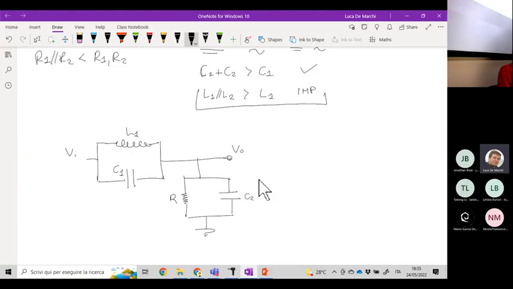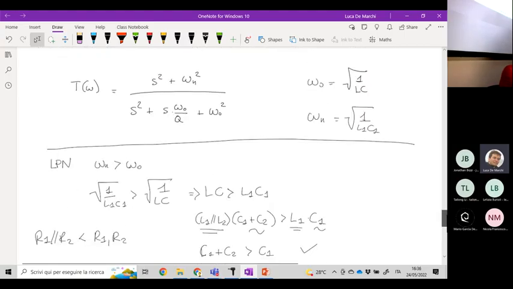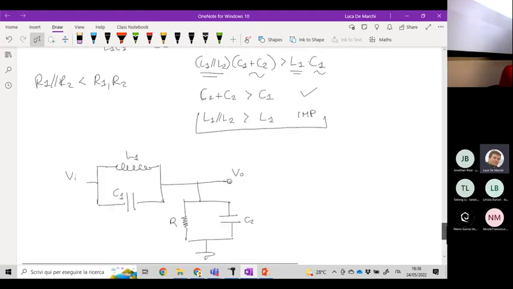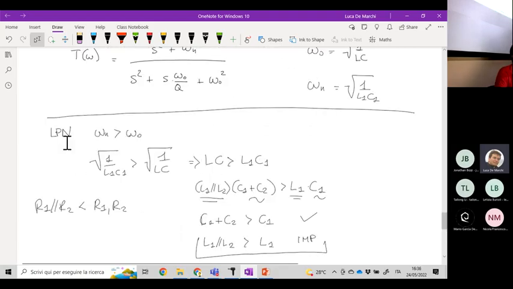So at the same time, we can control the pole positioning and the zero positioning, and be sure that we are implementing a low pass notch.